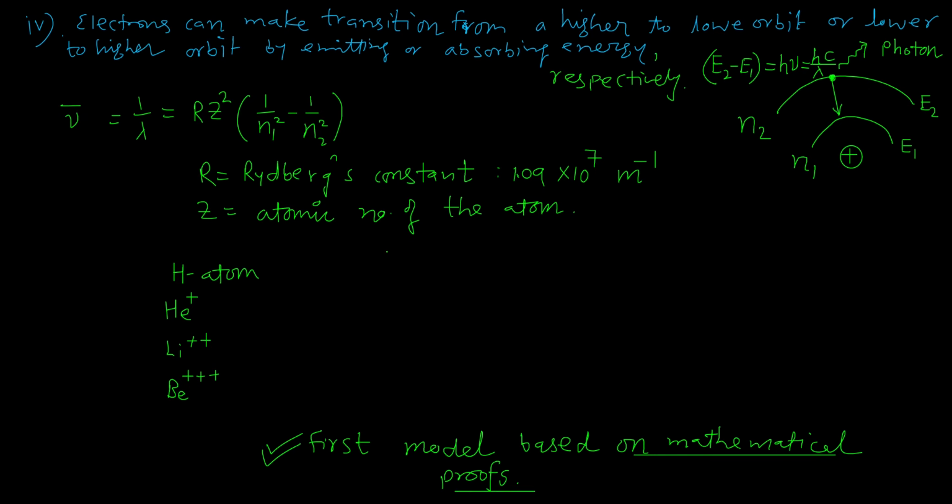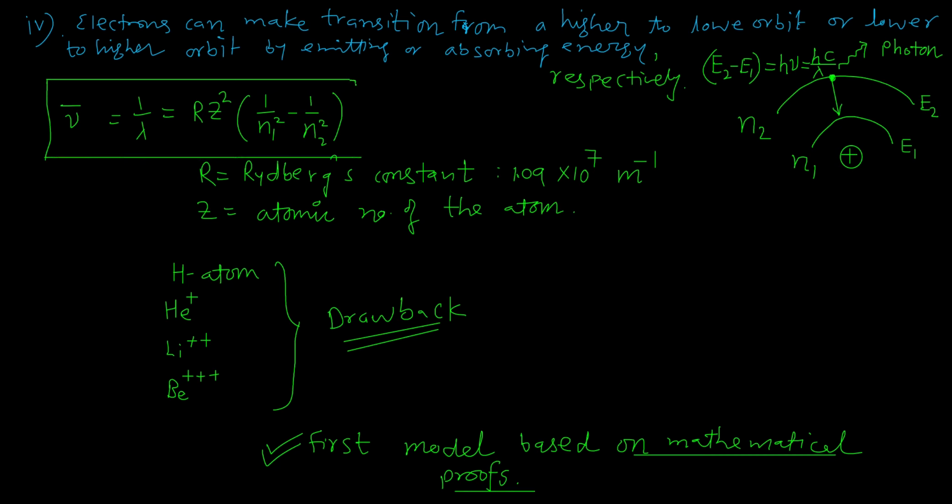Anyway, I was telling you the drawback of this model, that this model is applicable only for hydrogen-like species. This formula was given by Bohr, and in another video I will explain how this expression comes. This is the formula for wave number. Using this formula, you can calculate lambda, the wavelength, and if you get 1 upon lambda, then you can put it into this expression to get the energy difference, Hc divided by lambda.